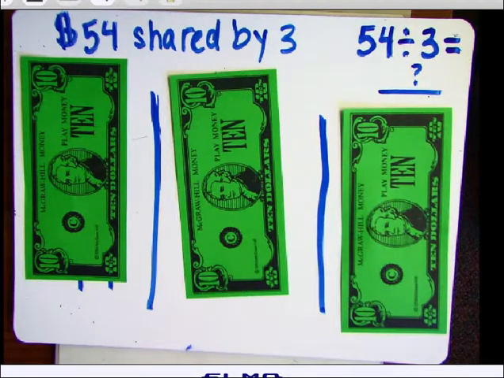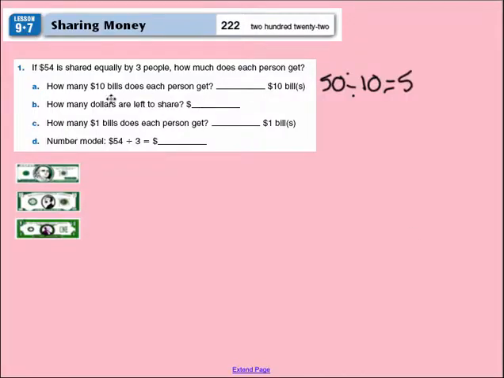So let's go back over to our notebook here. So how many $10 bills does each person get? They're going to get 1 $10 bill each. Now, how many dollars are left to share? So far, I've used $30. So I have to think of it like this. I have $54. Whoops, sorry about that.